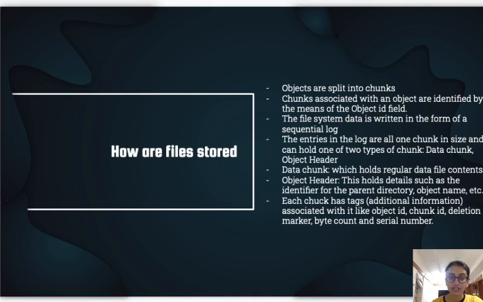Okay, so now let us try to understand how files are actually stored in YAFFS. As we already discussed earlier, instead of writing files in locations specific to those files, the file system data is written in the form of a sequential log. The entries in the log are all one chunk in size and can hold one of two types of chunks, data chunk and object header. Right. So each chunk has tags associated with it which comprise some important fields. Some of them are object ID, chunk ID, deletion marker, byte counter or the serial number.